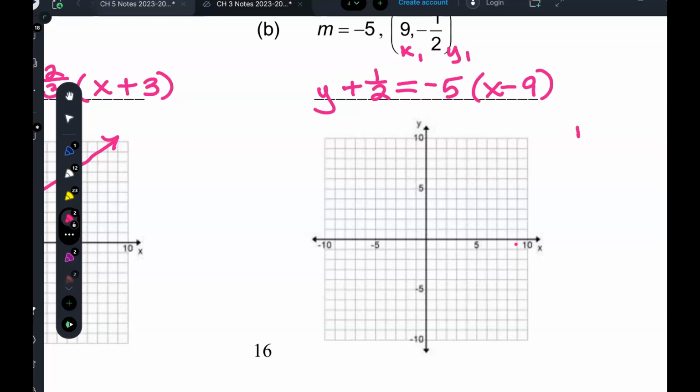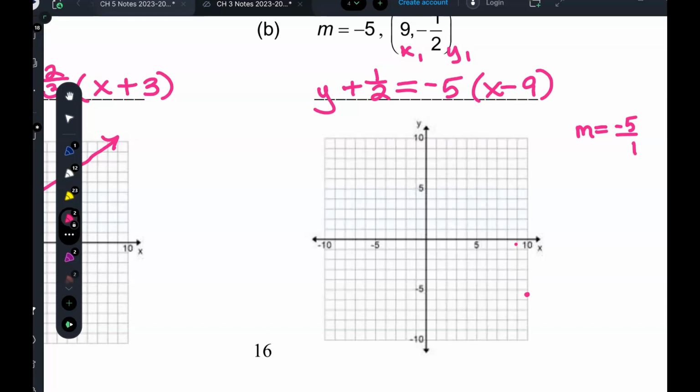Now the slope was negative 5/1. So I'm going to count. If I'm at negative 1/2, I'm going to go down 1, 2, 3, 4, 5, and then over 1. So it's going to be at negative 5.5. Like there. If I go down 1, 2, 3, 4, 5 over 1, it should be at 10 comma negative 5.5.